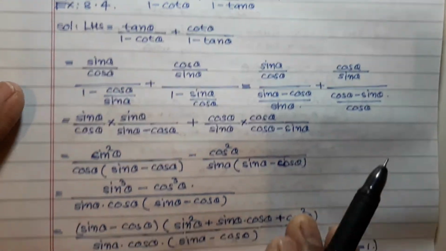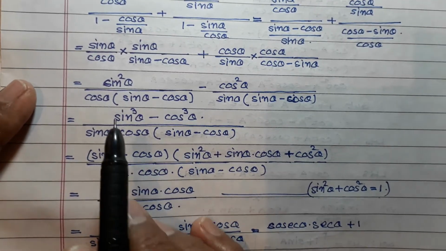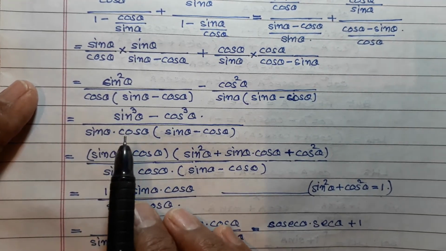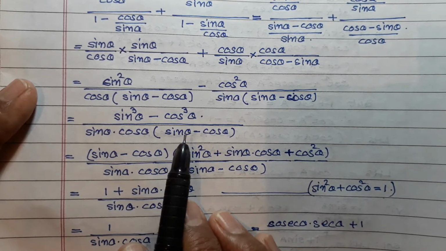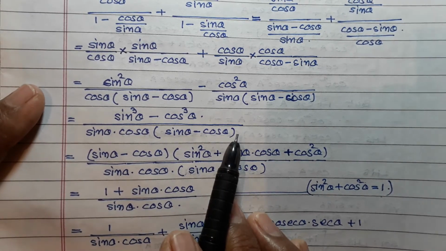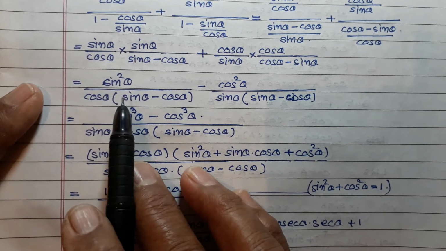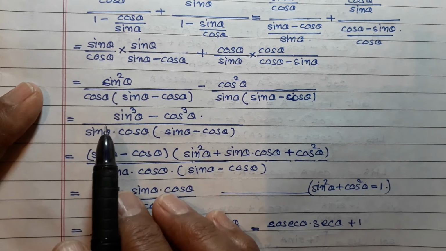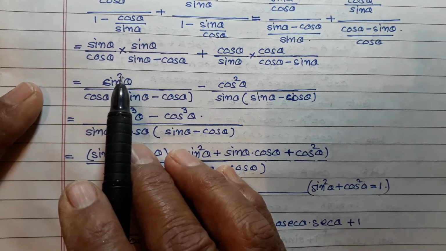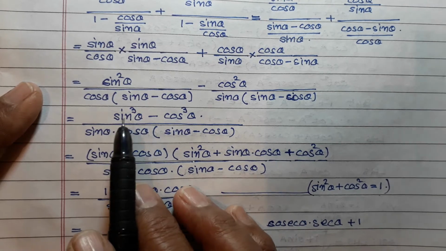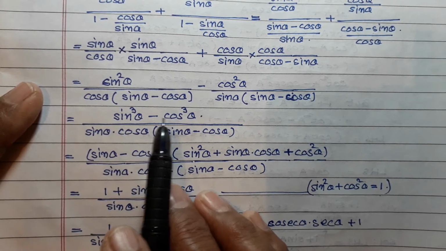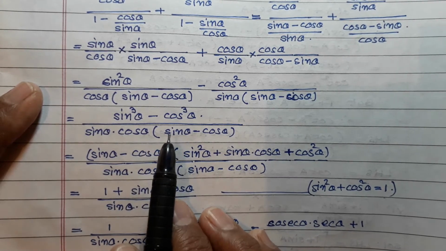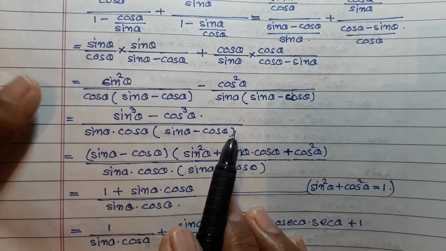Okay, and now then you simplify. So this you subtract. So my denominator is sine theta into cos theta into bracket sine theta minus cos theta. So here cos theta into bracket sine theta minus cos theta is there and sine theta is not there, therefore you have to multiply by sine theta here. So this is equal to sine cube theta minus cos cube theta upon sine theta into cos theta into bracket sine theta minus cos theta.